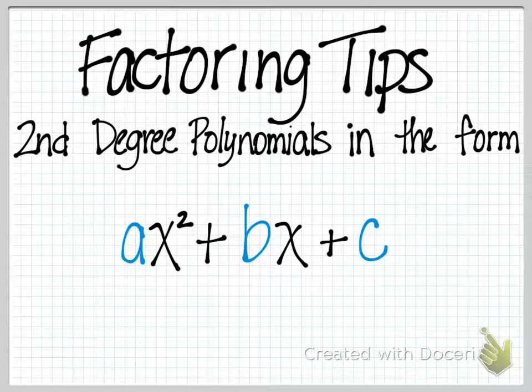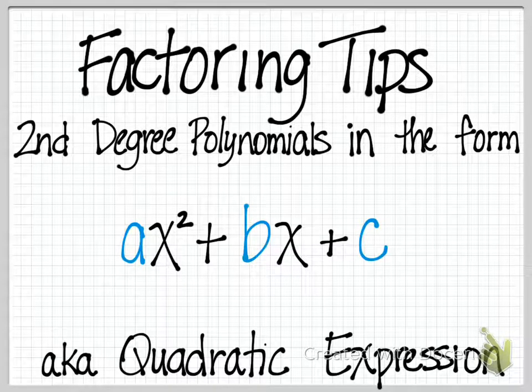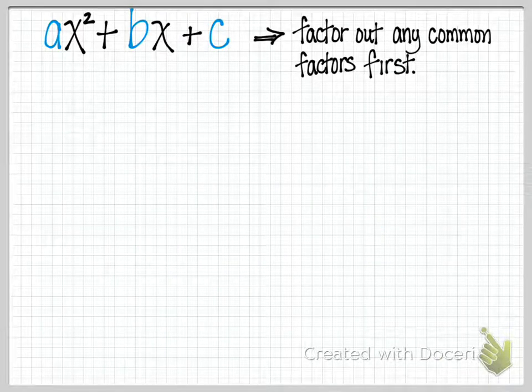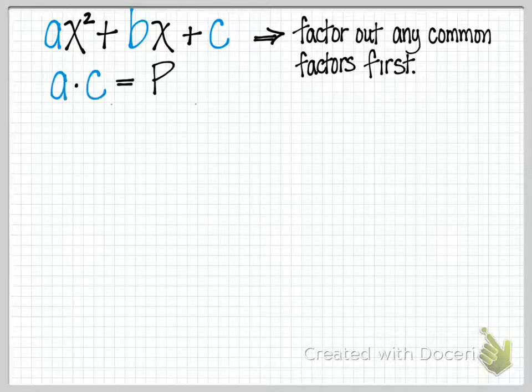This lesson is on factoring tips for second-degree polynomials in the form of ax squared plus bx plus c, otherwise known as quadratic expressions. Step 1 is we look at this expression in the form ax squared plus bx plus c, and we factor out any common factors of the coefficients a, b, and c. If they were all divisible by 3, you would divide that out first. It doesn't go away, we just factor it out and put it with parentheses as we factor it out. I'll show you an example of that in just a few moments.